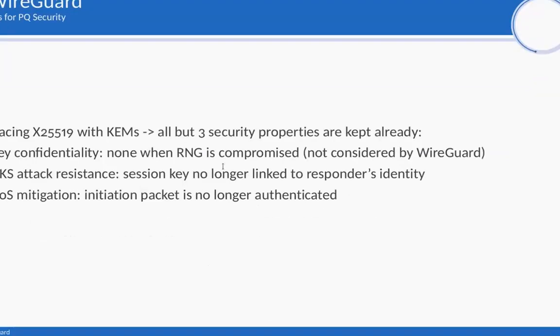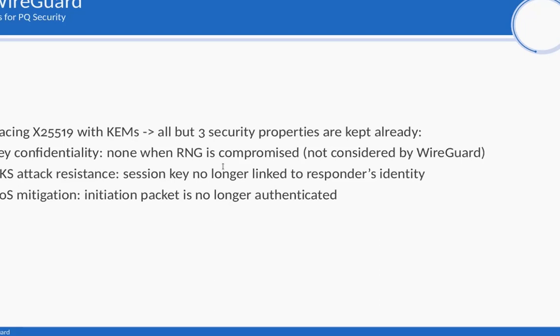Okay, and we did some analysis of this KEM-based protocol, and it turns out that all but 3 of the original security properties are achieved already, which is quite nice. The missing ones are key confidentiality when the random number generator is compromised. Strictly speaking, this is a new attack that we added to the threat model because WireGuard does not consider a compromised random number generator, and it achieves no security when the random number generator is compromised. And for post-quantum WireGuard, we would like to add a line of defense in this scenario.